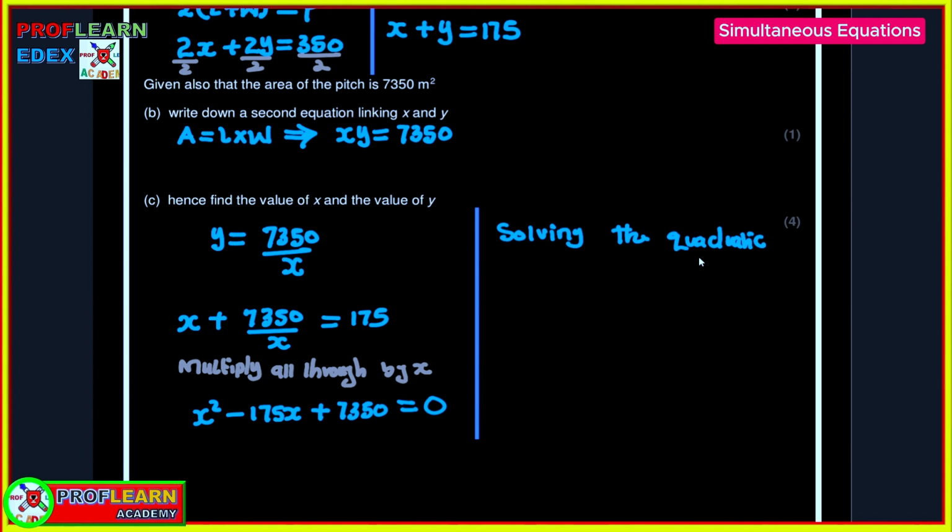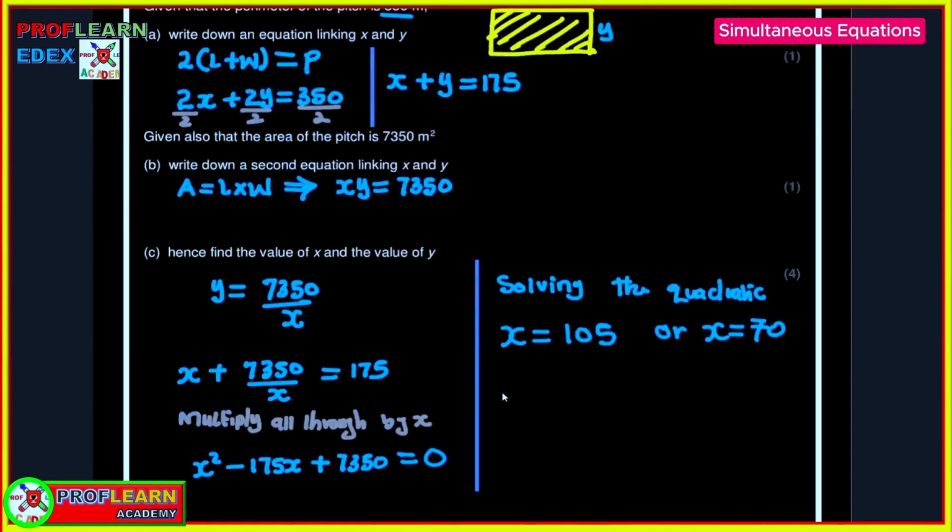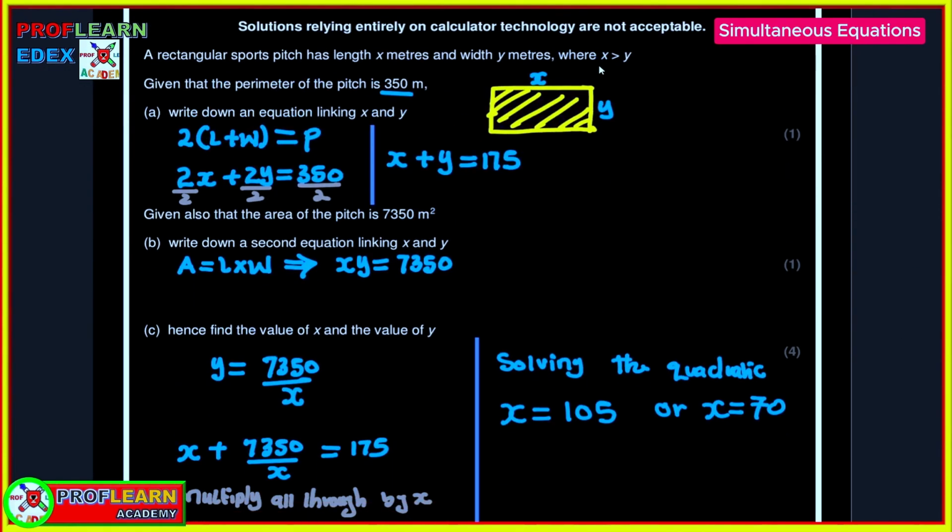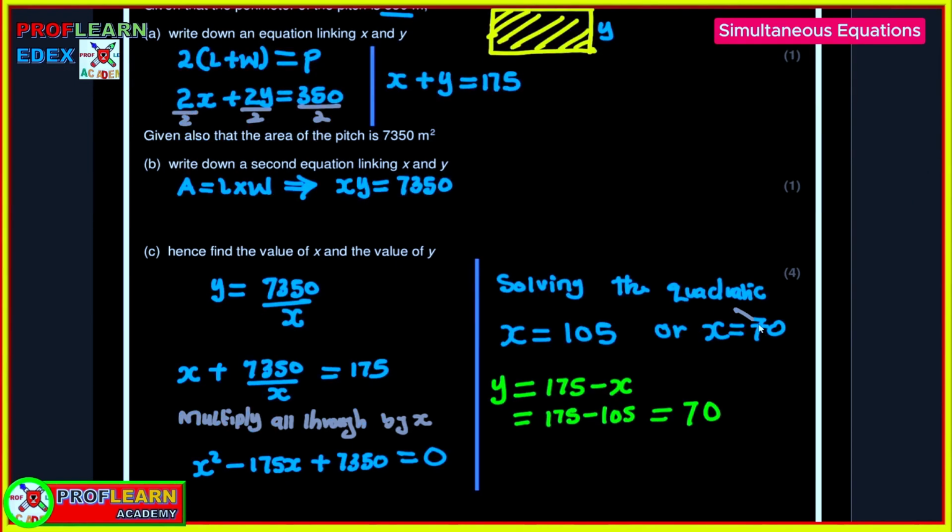Solving the quadratic, we're going to get the value of x as 105 or 70, which means that we can go down and work out the value of y. Y, of course, is 175 minus x. So if we just subtract that, we're going to get 70. So meaning our y is going to be 70, x is going to be 105.